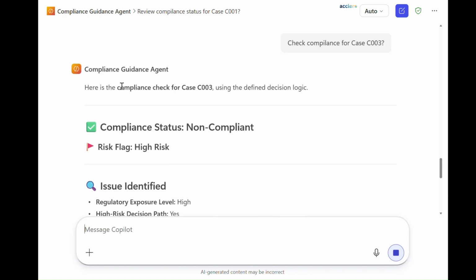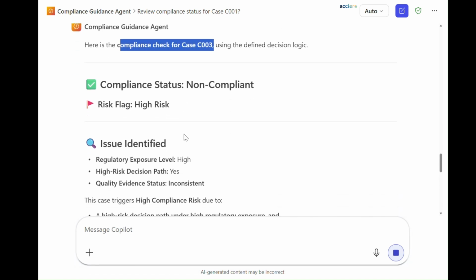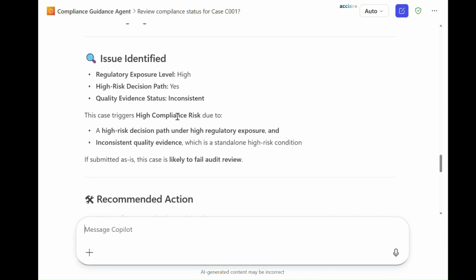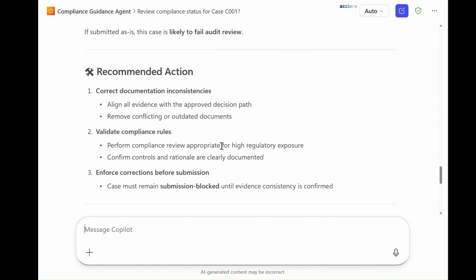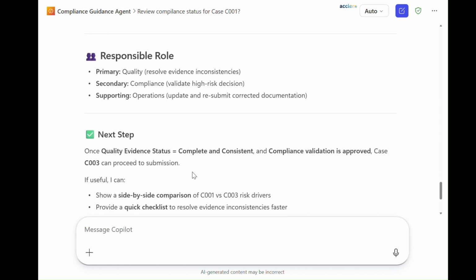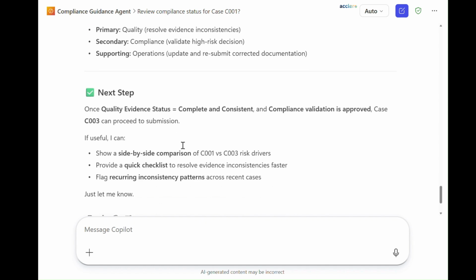You can see we are checking the compliance for case C003. It is of high risk, and the issue identified is regulatory exposure. The level is high, the risk decision path is yes, and the quality evidence status is inconsistent. The recommended action for this case is to correct documentation inconsistencies, validate compliance rules, and enforce correction before submission. Primary is quality, secondary is compliance, and the least priority is supporting operations.